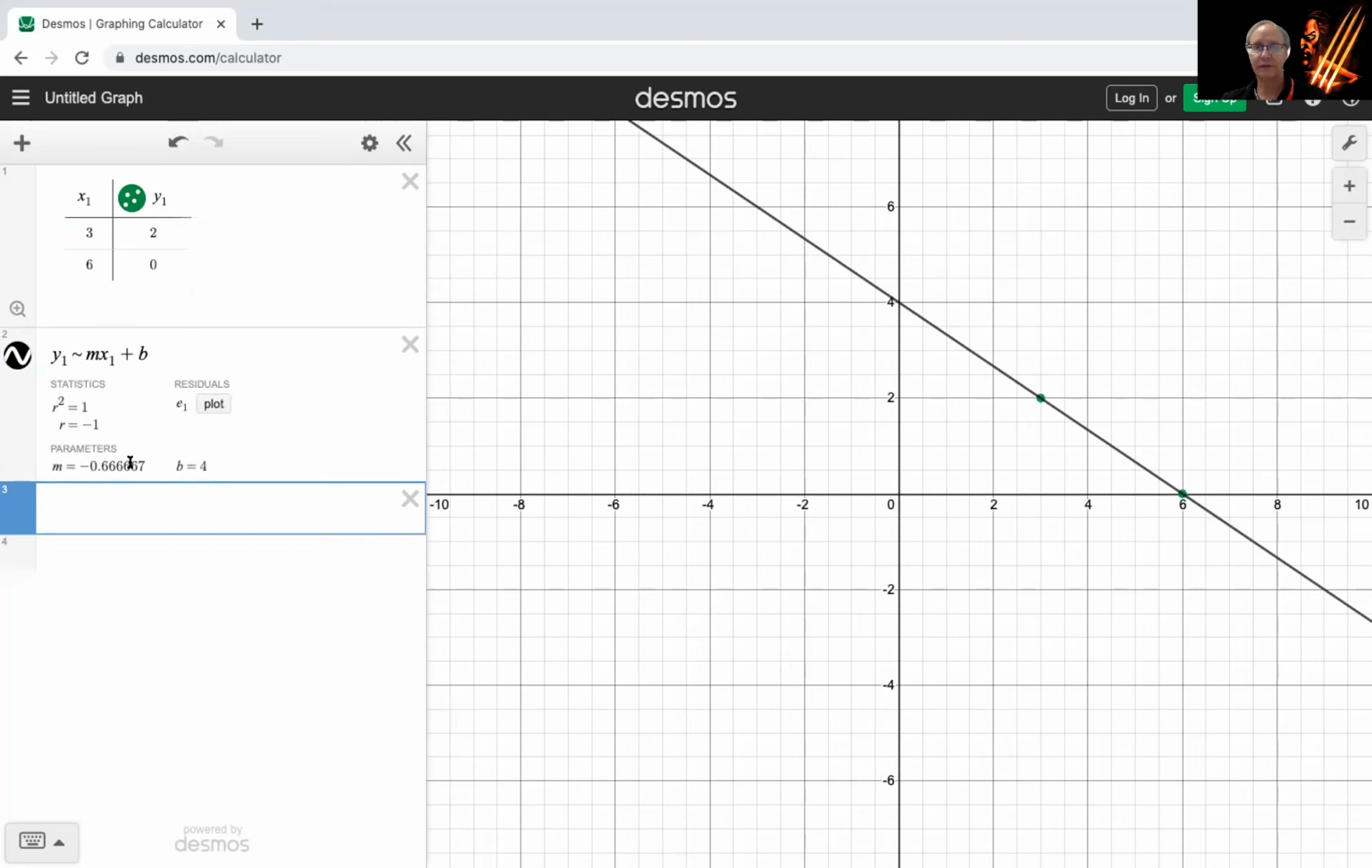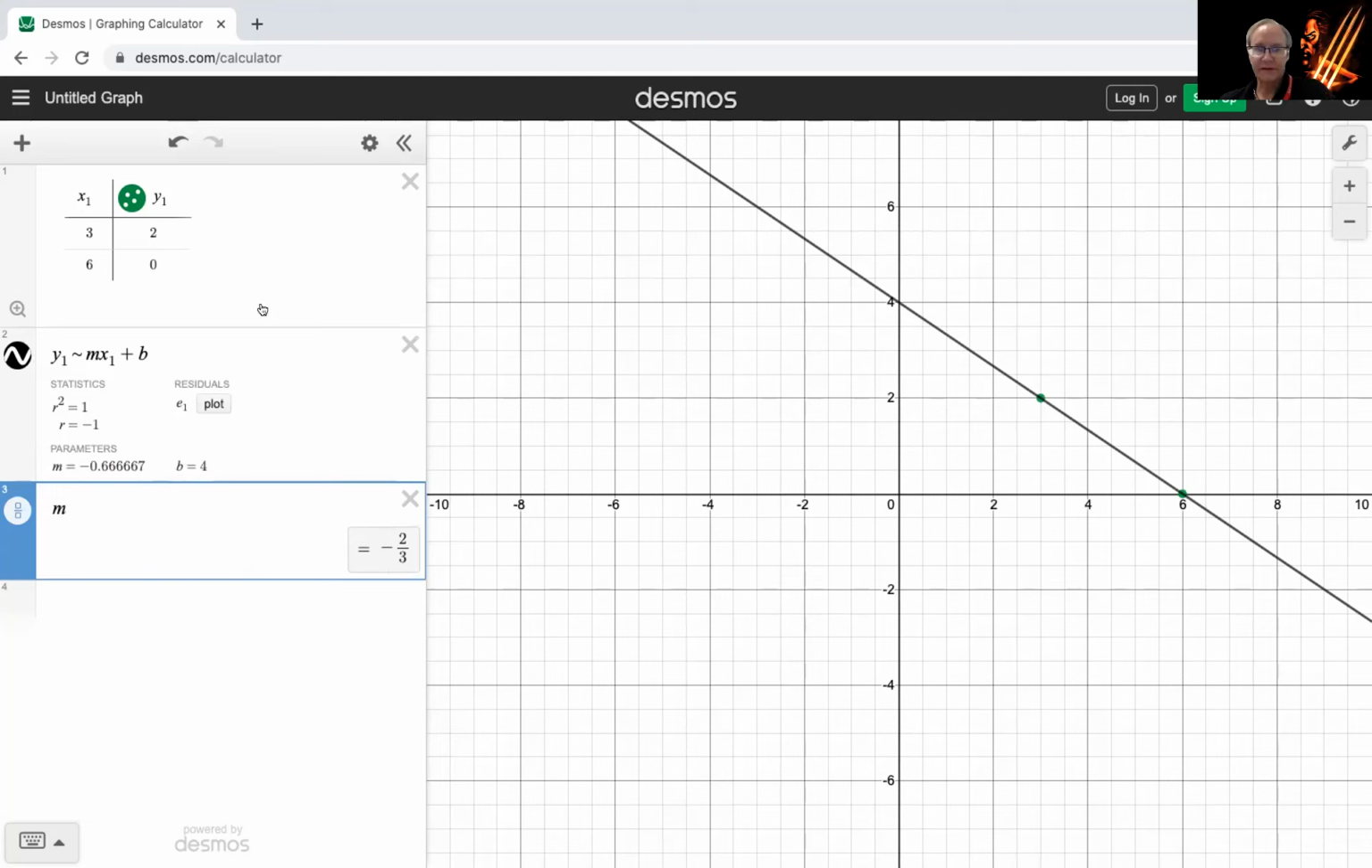0.6666667. Now, some people are going to be confused and they're going to say, well, wait a minute, how do I deal with this? Well, if I type m like this and I click on this little fraction over here, it gives me my negative 2/3, which is my slope. And here's my b value, the 4, and I can also see it on the graph.